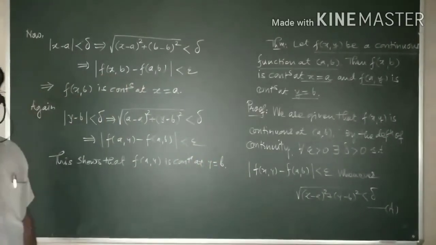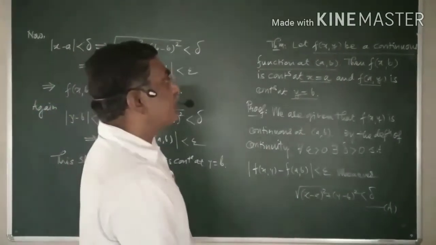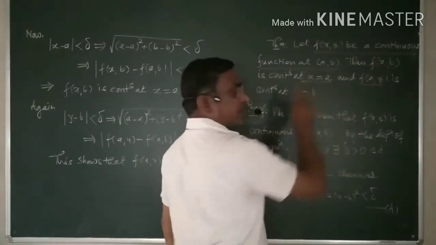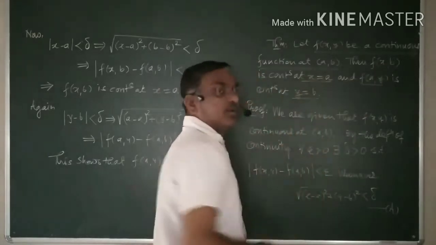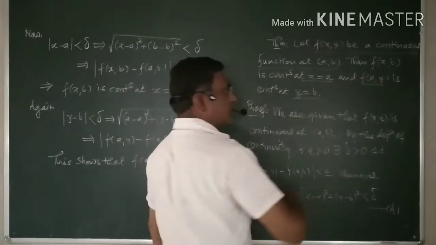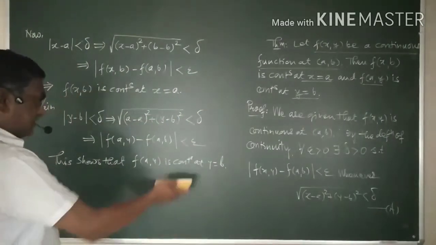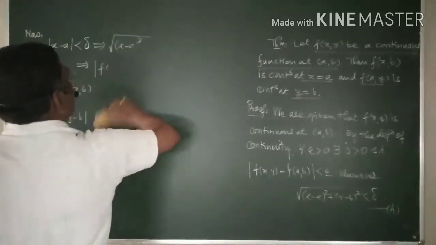Okay, and therefore in this way, considering the function of two variables to be continuous at a point, we have shown that the function of one variable is also continuous at x is equal to a and at y is equal to b separately. Now this completes the proof of the given theorem.